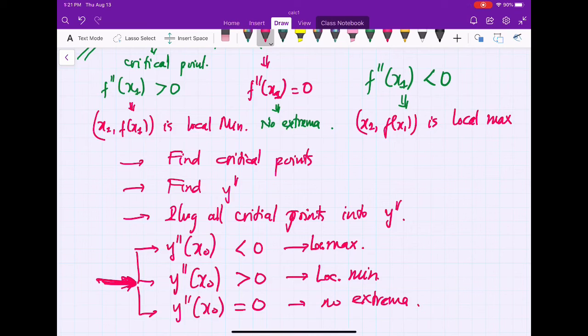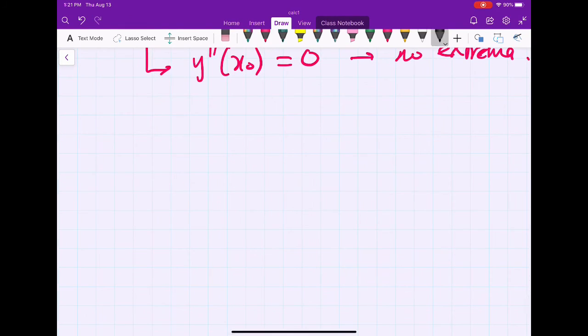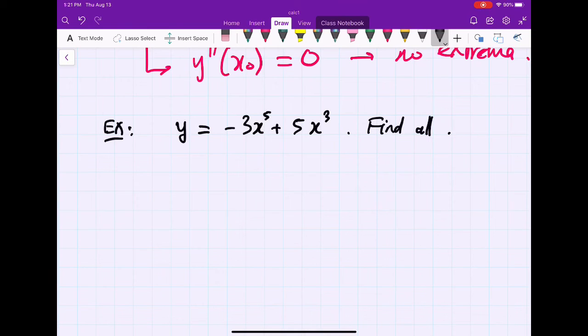All right, let's consider the following example, and you will see sometimes we use the second derivative test and it is faster than the first derivative test. You have the function y equal to negative 3x to the fifth plus 5x cubed. We need to find all relative extrema.